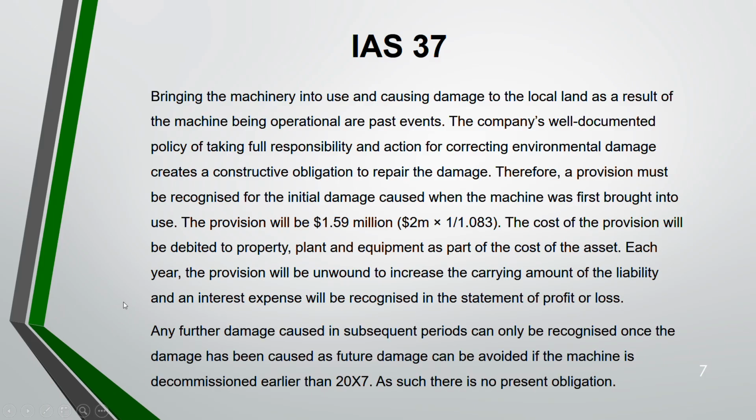any further damage that is done in the subsequent period, you can only recognize once the damage has been caused, as future damage can be avoided. See, you have to have the damage. You can't write a provision for future damage that is going to occur. It has to have occurred first. Without the damage being caused, you can't recognize it. Why? Because future damage you can avoid if the machine is decommissioned before 2007. Because as such, there is no present obligation. Because no present obligation, no provision.